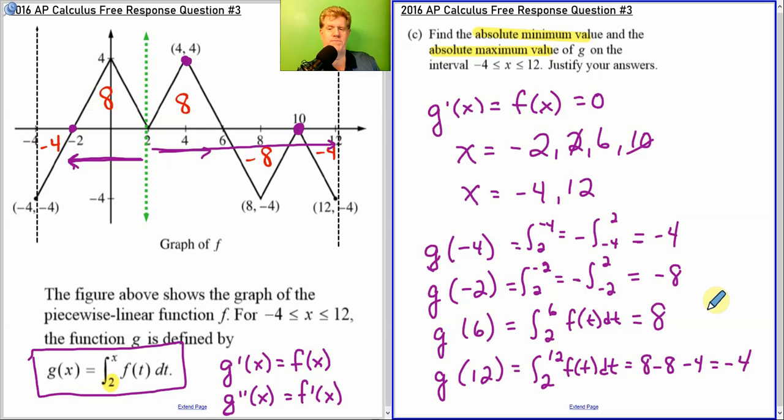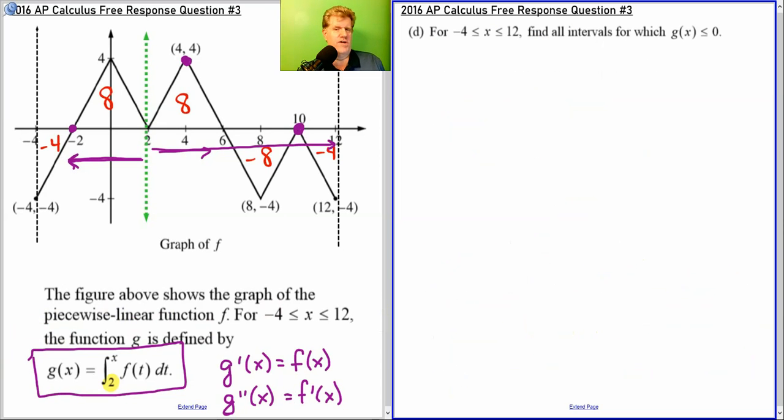So here we go. Our absolute maximum value is that one. Our absolute minimum value is that one. Now just to save time, I won't write it out, but really you should write absolute min at g of negative 2 is negative 8, and absolute max is g of 6, or 8. Okay, you should write that, and that's going to be in the rubric that I gave you, but just save a little bit of time because we have one more question to go.